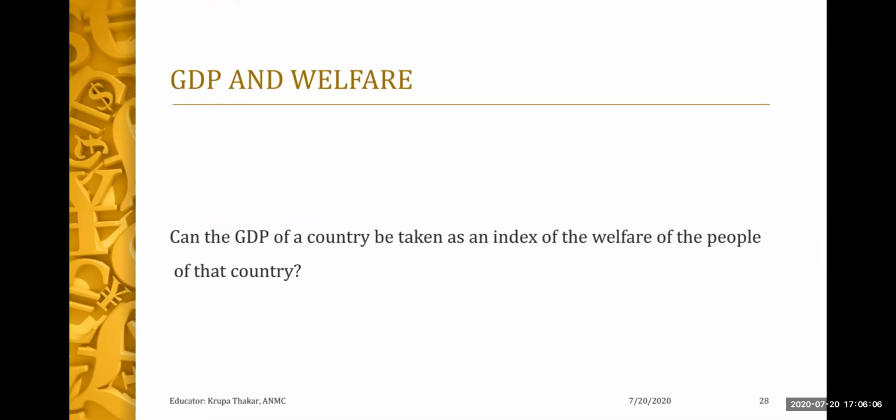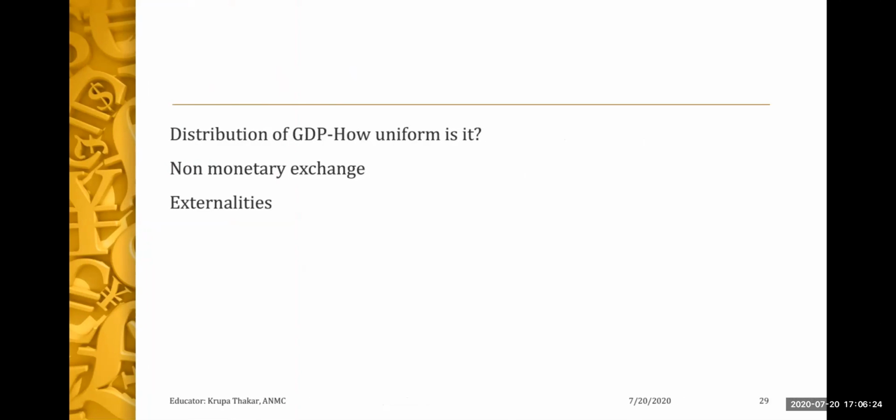Now, after learning all these three methods of measurement, let's talk about the relation between GDP and welfare. Can the GDP of a country be taken as an index of the welfare of people of that country? Let's say that if a person has more income, he or she can buy more goods and services, and his or her material well-being improves. So it may seem reasonable to take income level as a measure of well-being, because the more income you have, the more you would be able to spend.